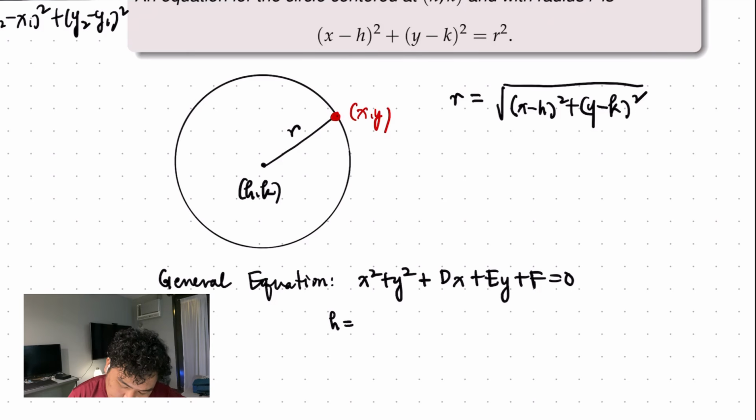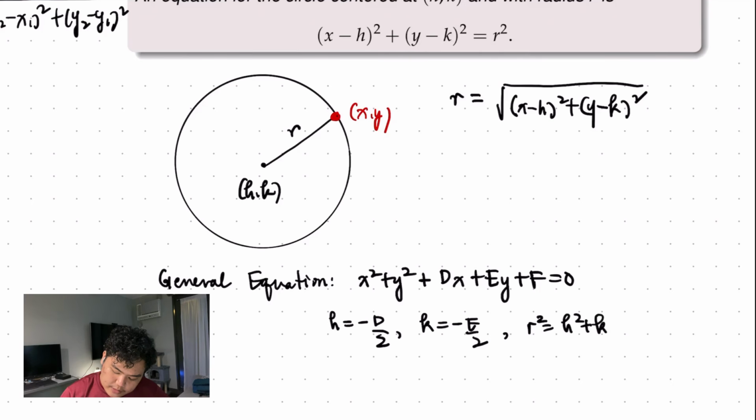h is equal to negative D over 2. K is negative E over 2. So, i-divide mo lang ito by negative 2 to get h. Ito naman, divide by negative 2 to get k. At yung radius, so r^2 is equal to h^2 + k^2 - F. So, that is r^2.